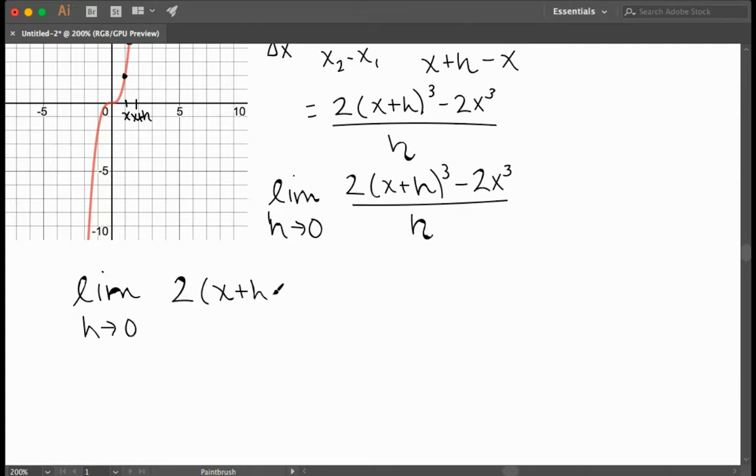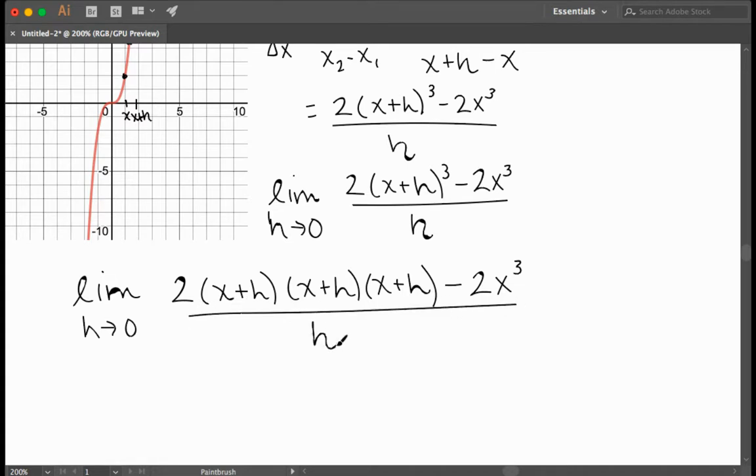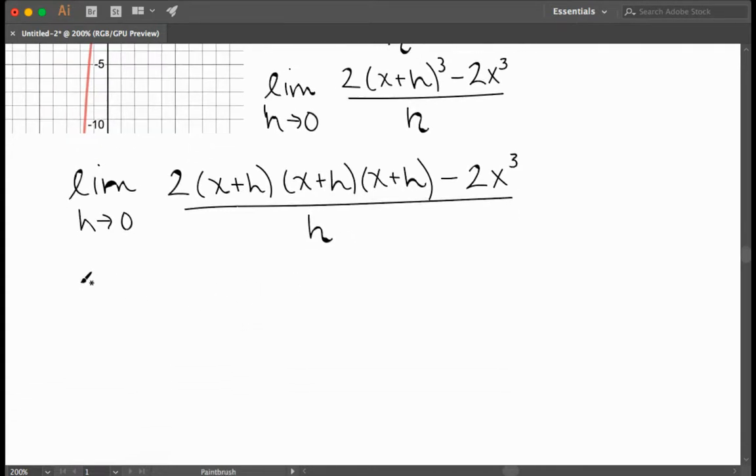So I've said it before, I'll say it again, the hardest part of calc is the algebra. Remember that exponents come before multiplication, so you can't just distribute the 2. You have to take care of that cubed first. So I wrote out x plus h 3 times. Now, x plus h times x plus h is x squared plus 2xh plus h squared.